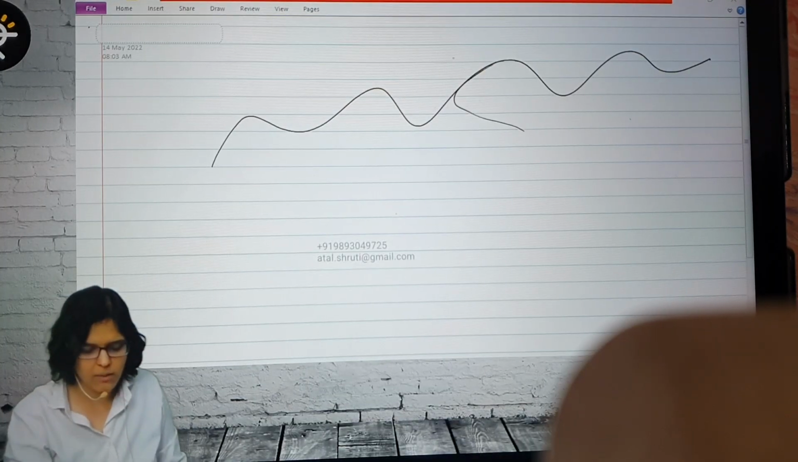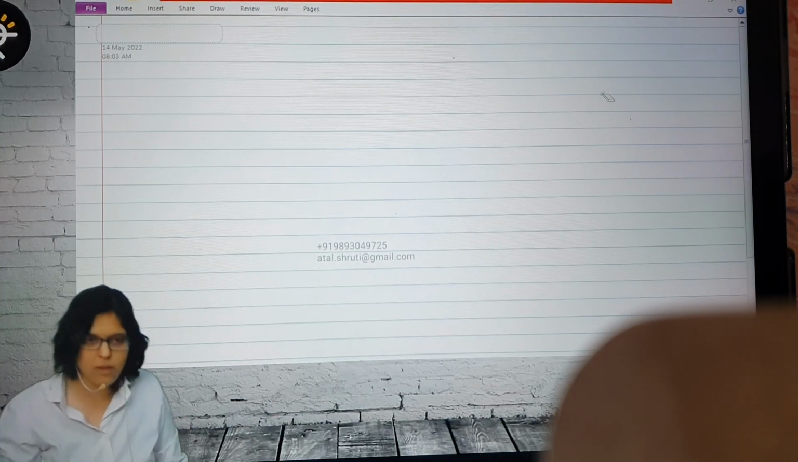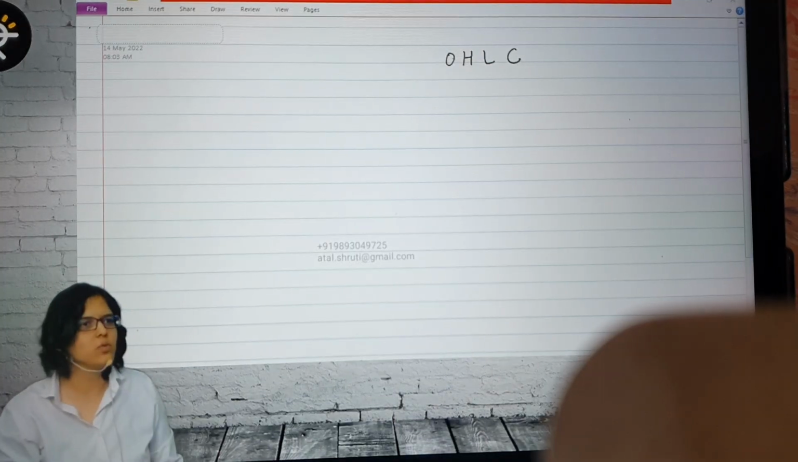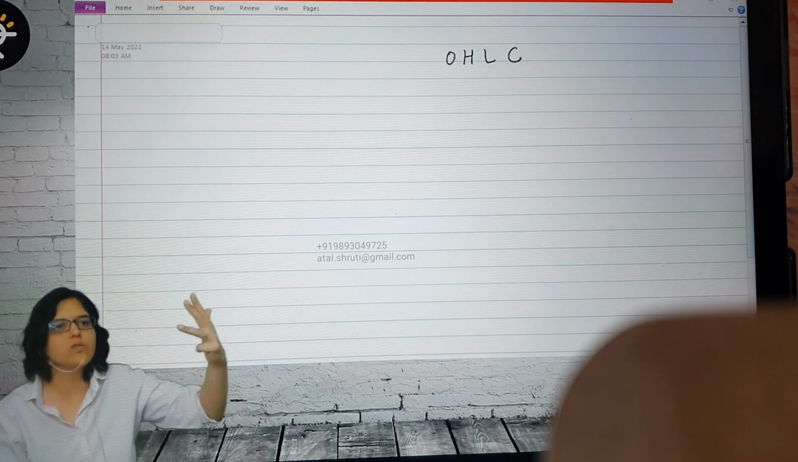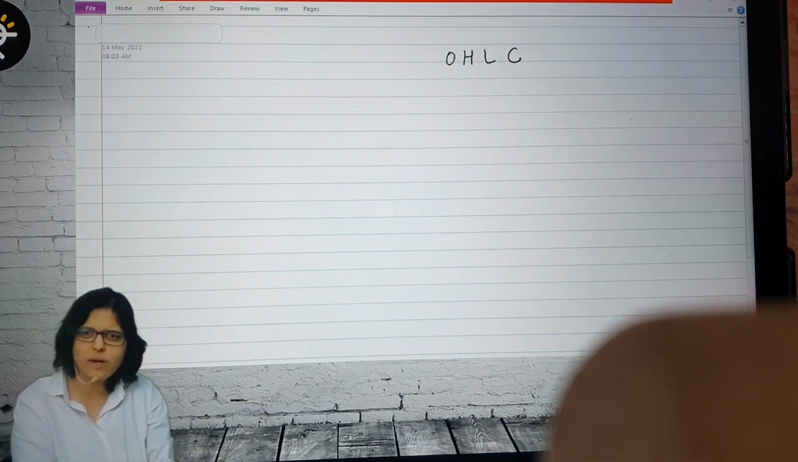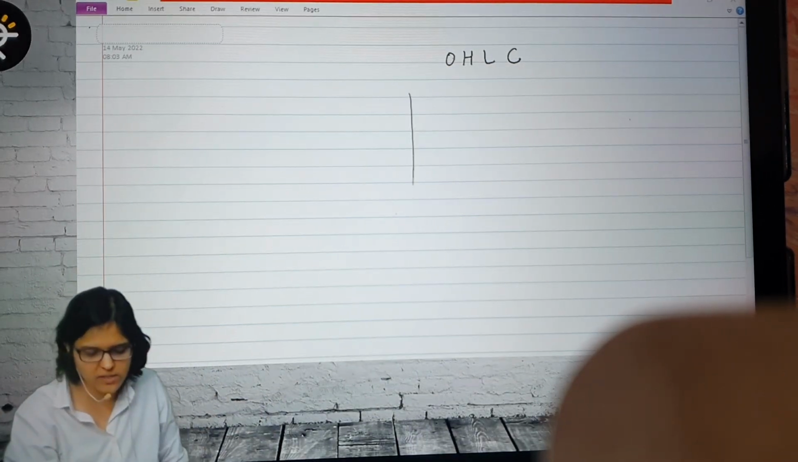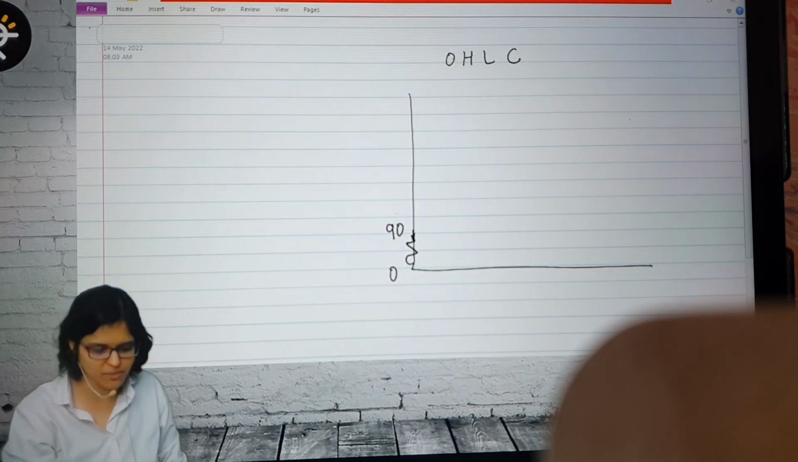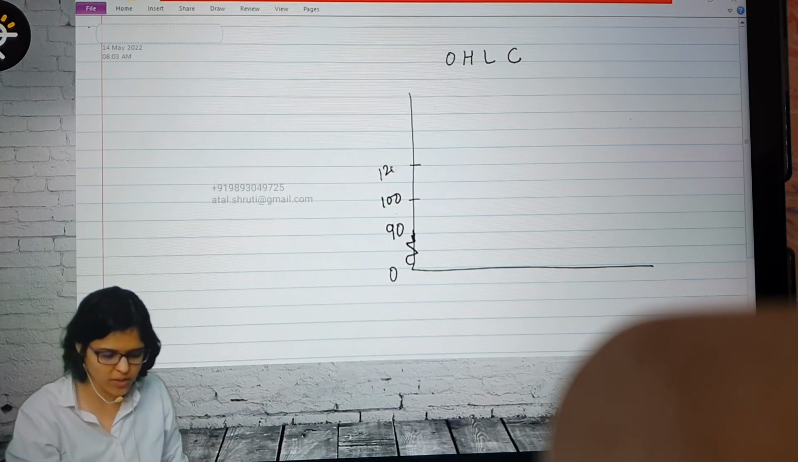What does a bar chart show me? A bar chart shows me all 4 price points. Which 4 price points? O, H, L, C. Open, high, low, and close. All 4 price points. I've done this in the basics of stock market also, I guess. Yes, open, high, low, and close. So assume that this is our chart. This is 0, and so I can directly put a good scale here. 90, directly jump into 90. Then 100, then 120 and 140.